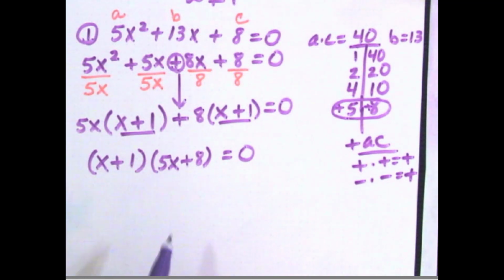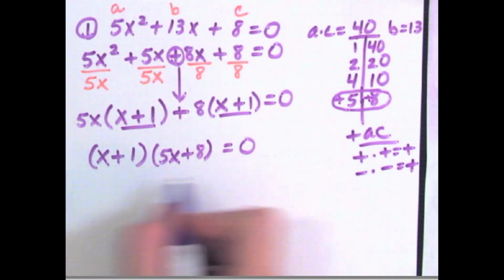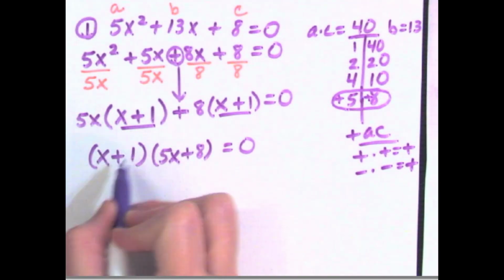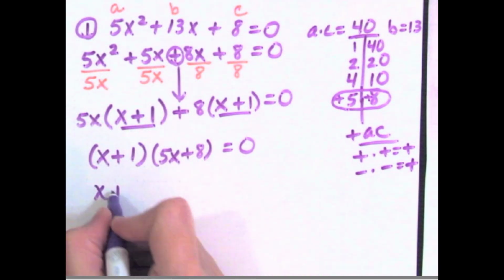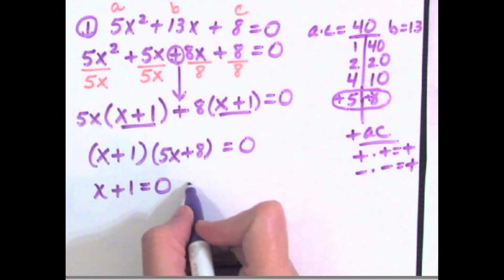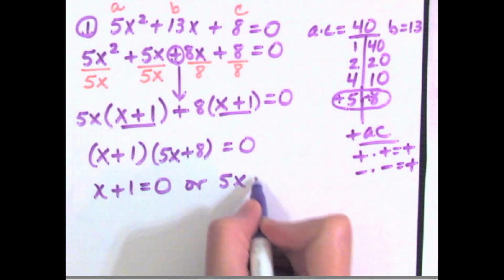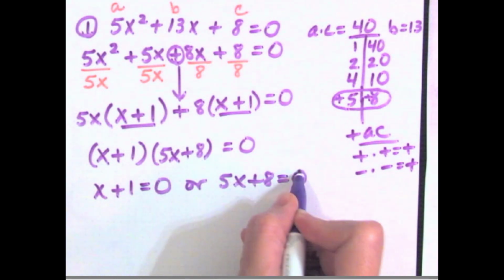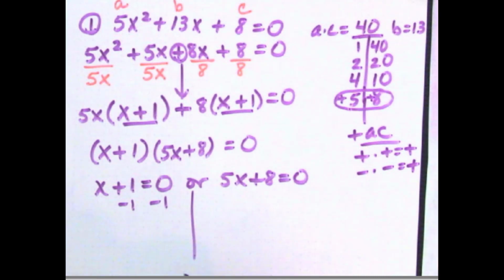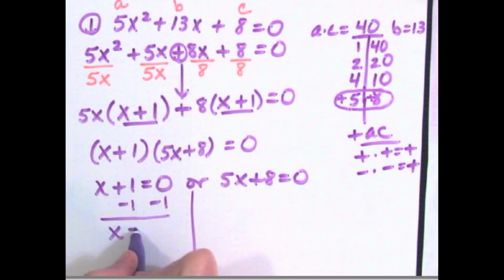Now that we have our factors, we want to set each factor equal to 0, because if our answer is supposed to be 0, one of those must have been 0. We had to have been multiplying by 0 to get 0. So we'll set x plus 1 equal to 0 or 5x plus 8 equal to 0. So we've got 2 little equations we're going to solve. On the left, we'll take away 1, and that'll be x is equal to negative 1.